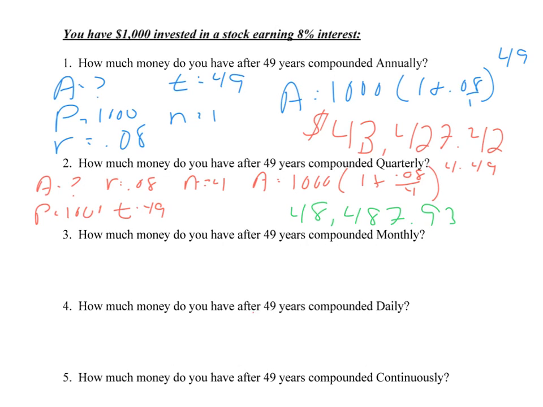Why don't you guys do the last two? Everything stays the same in the third one, except our N is now going to be 12. In the fourth one, everything stays the same, but this time our N is 365. And the last one, you have to use the APERT formula and see what you get.